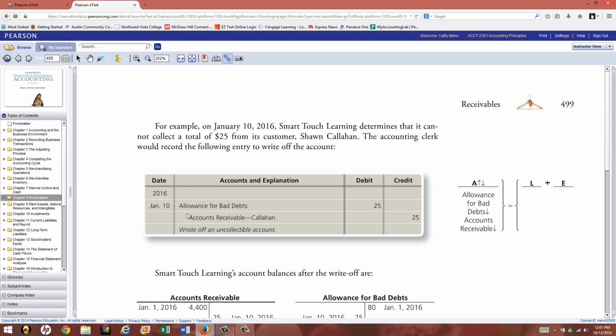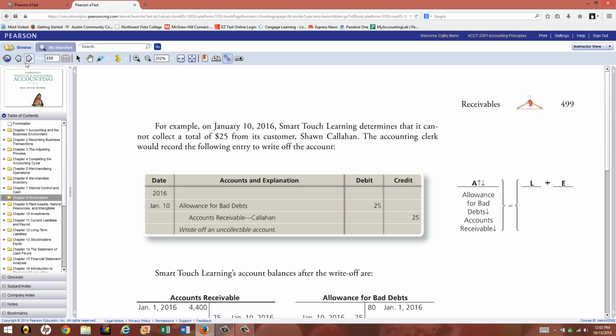And so when someone says that they're not going to pay us, or if they have just ignored us for several months, we learn that we're going to write it off. And so this is the journal entry to write it off: debit allowance for bad debts, credit accounts receivable.